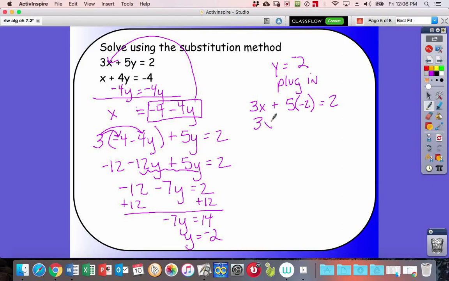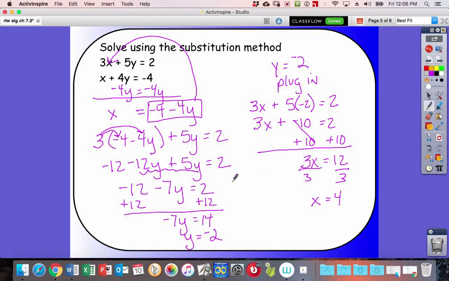Okay, I now have 3x plus negative 10 is equal to 2. I need to get x by itself. I'm going to add 10 to both sides. I have 3x equals 12 because negative 10 plus positive 10 is 0. They cancel. Now I'm going to divide both sides by 3, and I get x is equal to 4. So if I graph those two lines, they would cross at 4, negative 2.